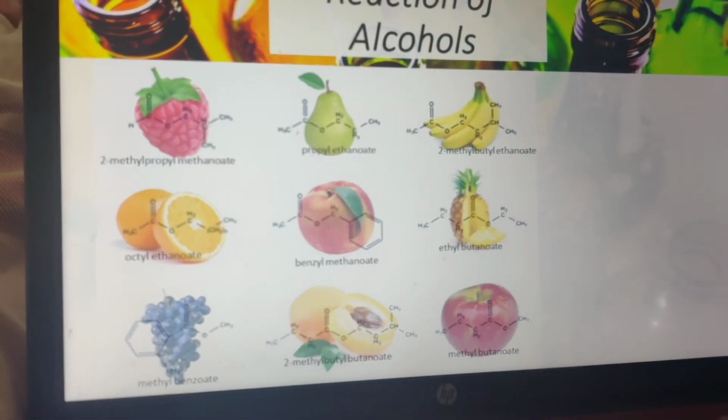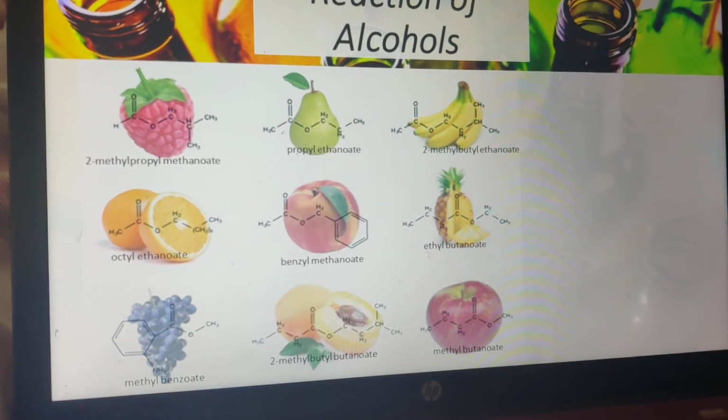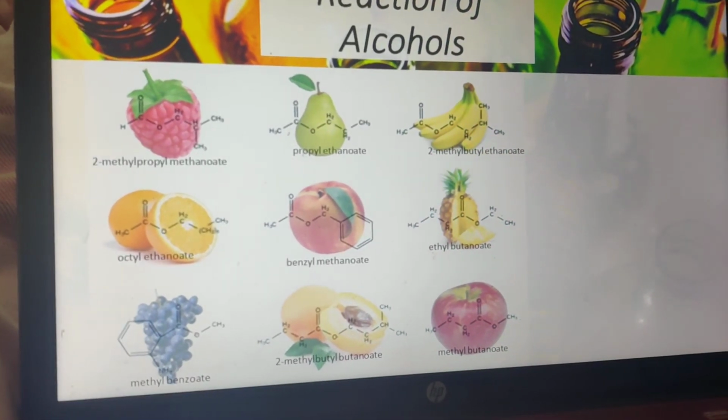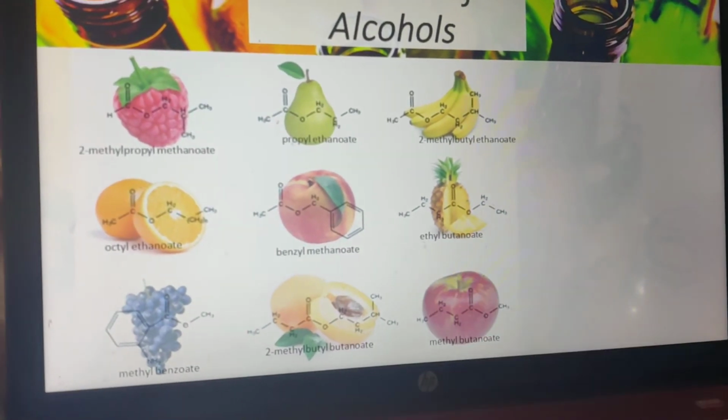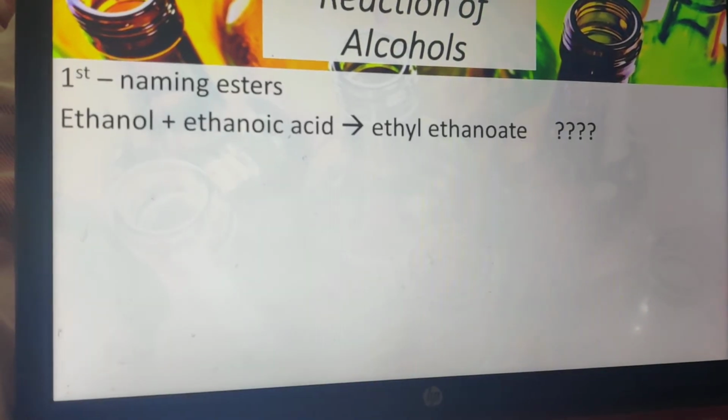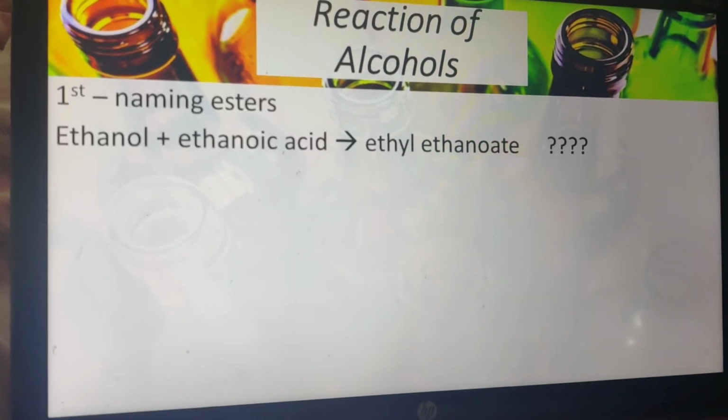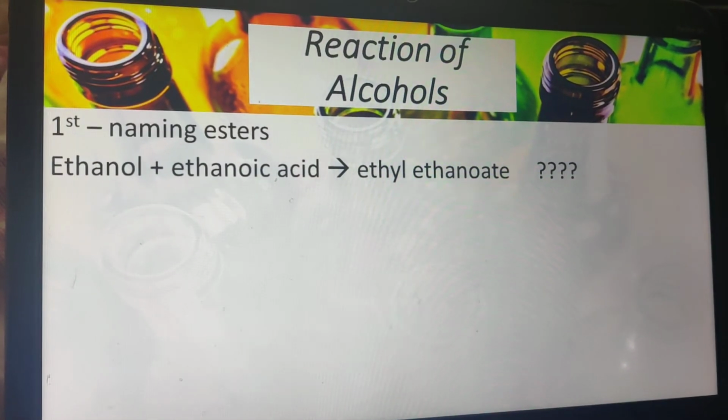Esters are used a lot in fragrances and also flavourings. I mean, they occur naturally. You know, ethyl butanoate is naturally in pineapples. So, the first thing is how we name them.